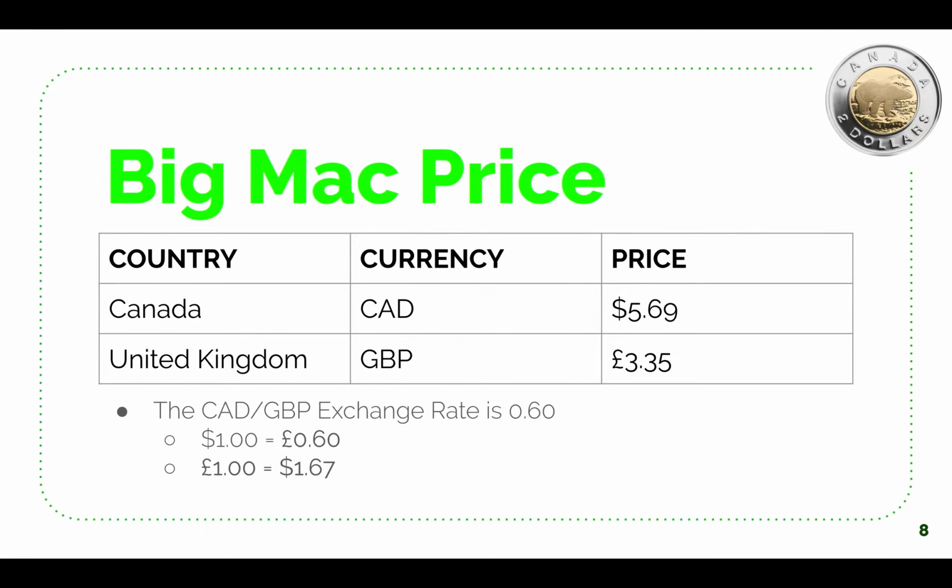So, to do as an example, we would get the price. In CAD, a Big Mac's $5.69. In pound sterling, it's $3.35. And the exchange rate is 0.60. So 1 Canadian dollar will get you 0.60 pounds. 1 pound would get you $1.67.